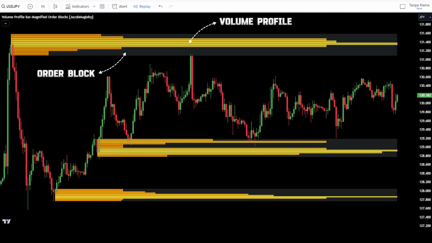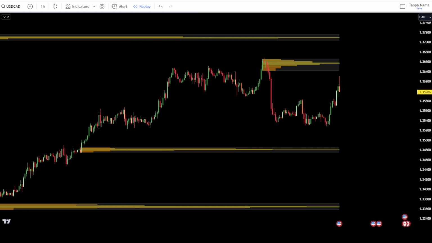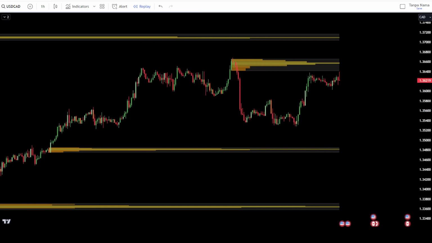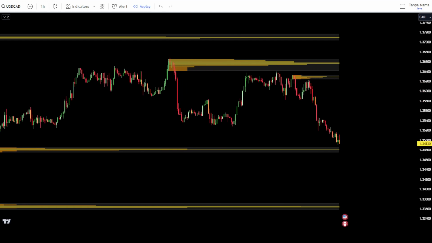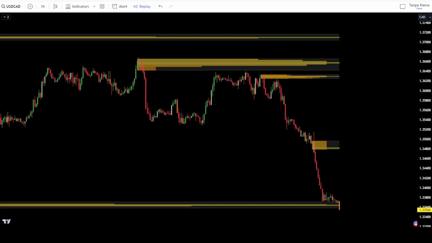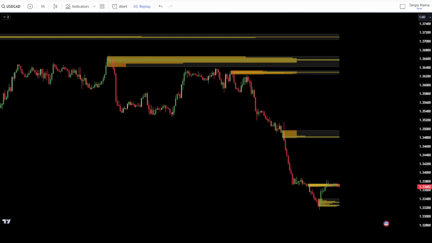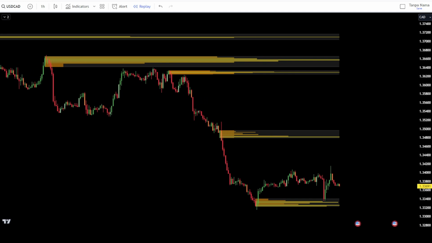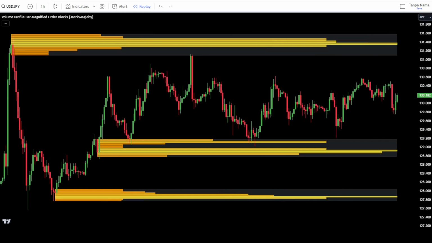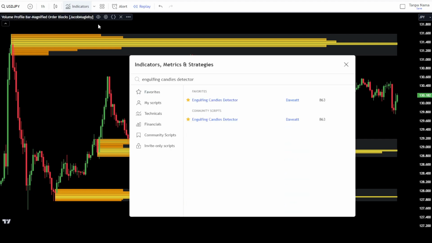This indicator is unique because, in addition to marking order block areas, it also shows the volume at the time the order block is formed. The order blocks formed are determined using the default time frame we are using, while the volume profile is extracted using a lower time frame. This enables you to observe market movement data more clearly, combining both the structural information from order blocks and the associated volume data. Now, go back to the Indicator Search tab and type Engulfing Candles Detector.